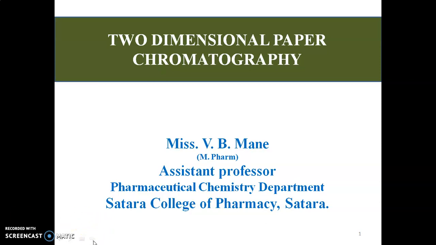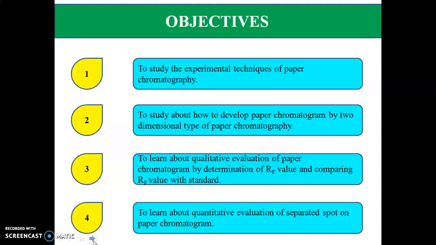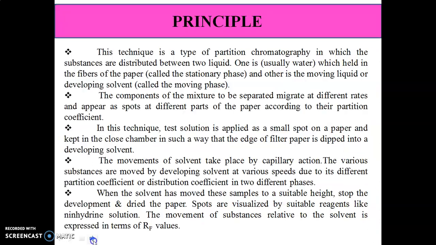In this video, we are going to see the practical based on paper chromatography. The aim of the experiment is to separate and identify a given mixture of amino acids by two-dimensional paper chromatography using different solvent systems. After performing this experiment, these four objectives will be achieved. These are the requirements: these glassware, chemicals and the instruments will be required while performing this experiment.